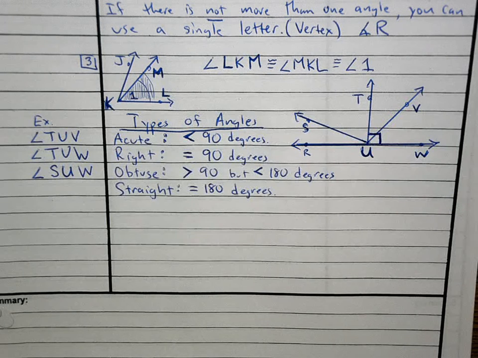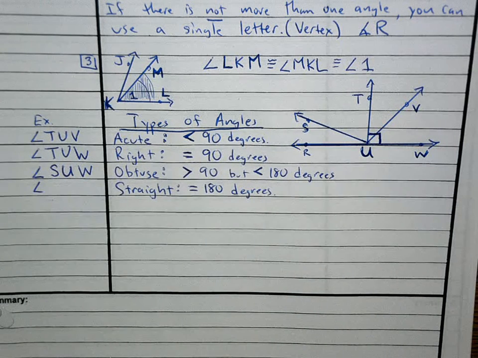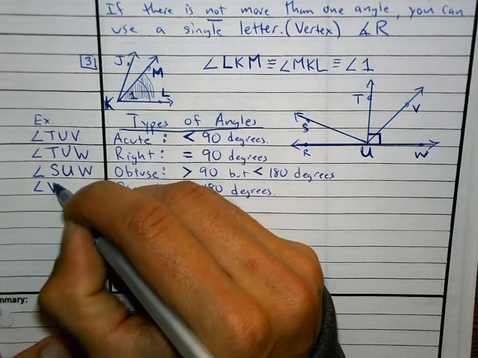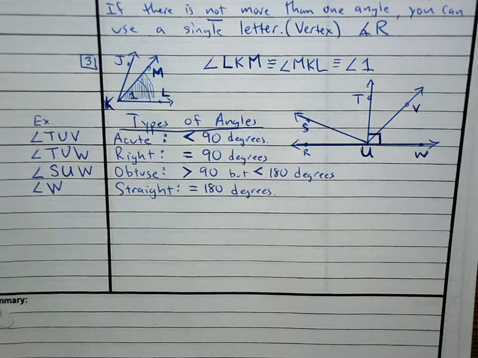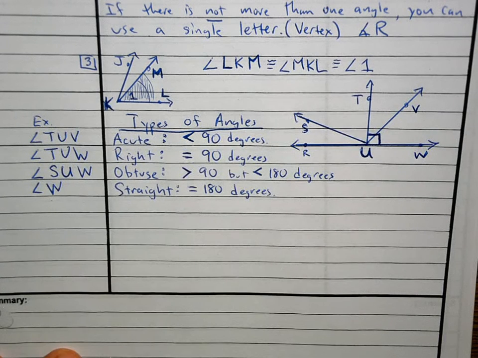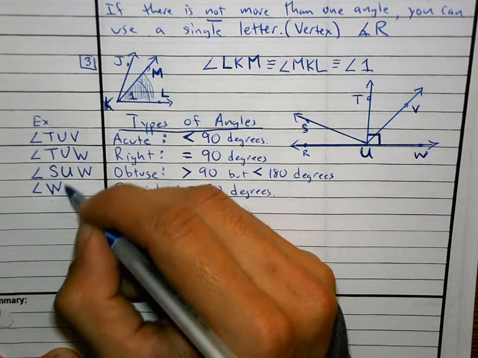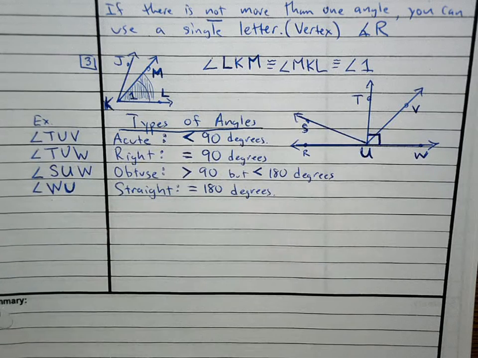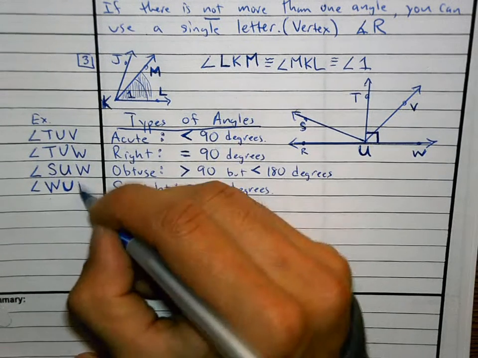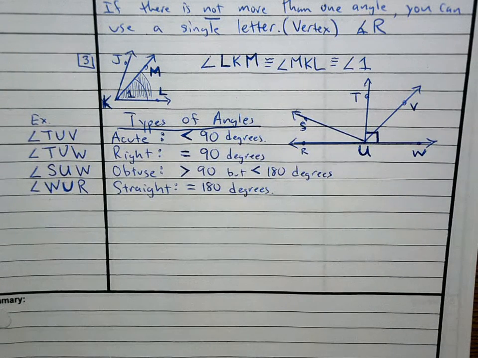Then a straight angle. Here's an example. Let's start with the first letter, W. What's the next letter? U is correct. What is the last letter? There we go. You could have also said R-U-W, angle R-U-W. That would have been fine as well. Okay.